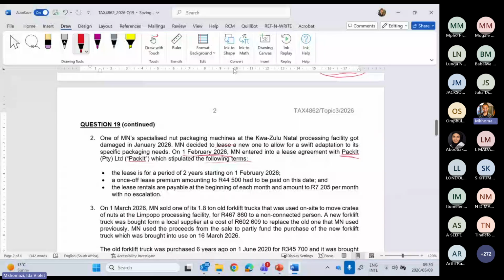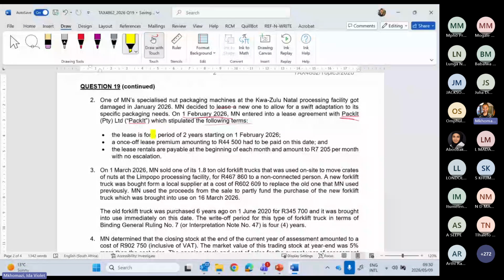The terms of the lease are that it's for a period of 2 years, starting on the 1st of Feb 2026. There's a once-off lease premium that amounts to 44,500 that was paid on this date of 1 Feb 2026. There are also the lease rentals that amount to 7.2 per month.